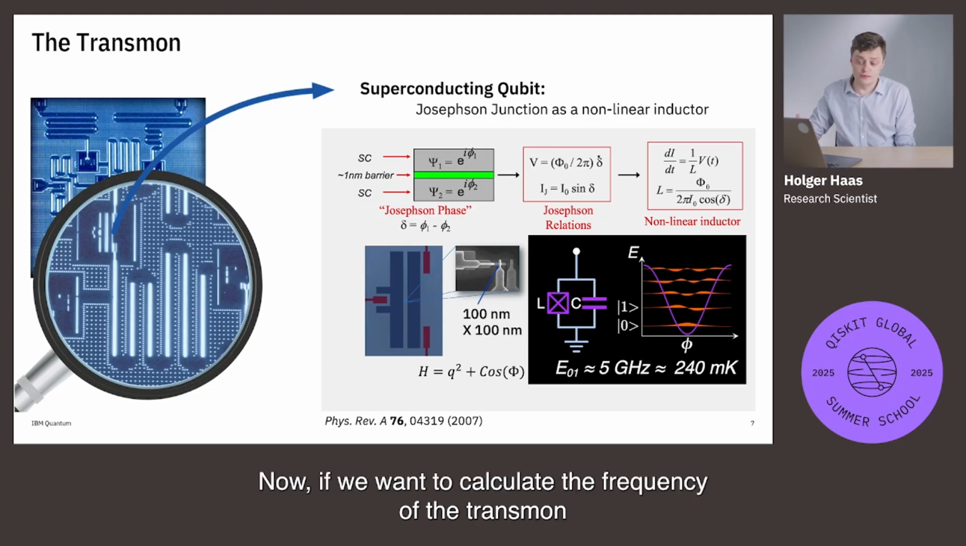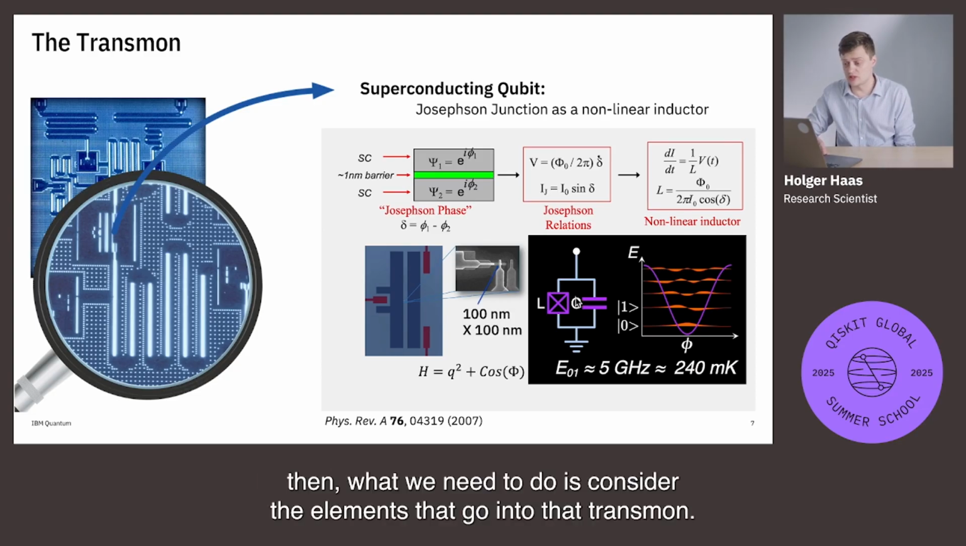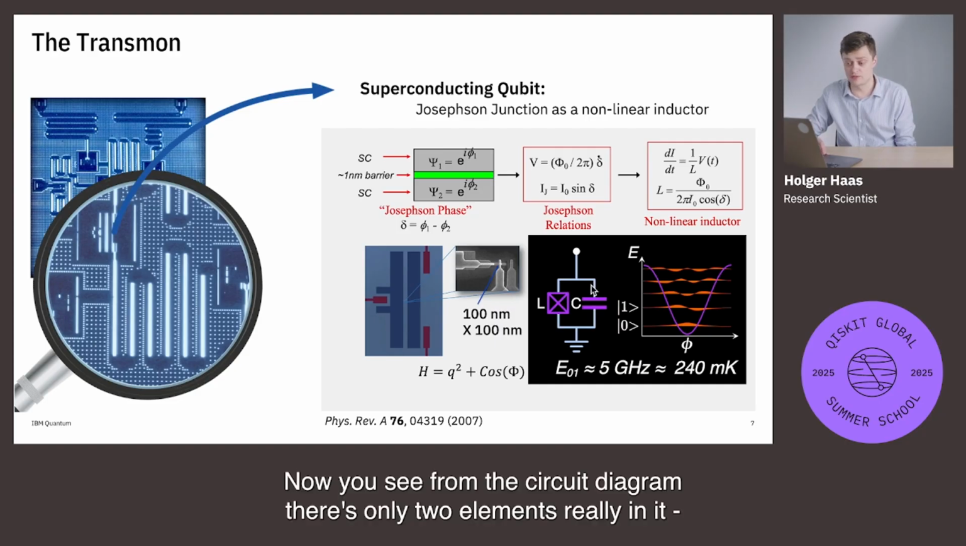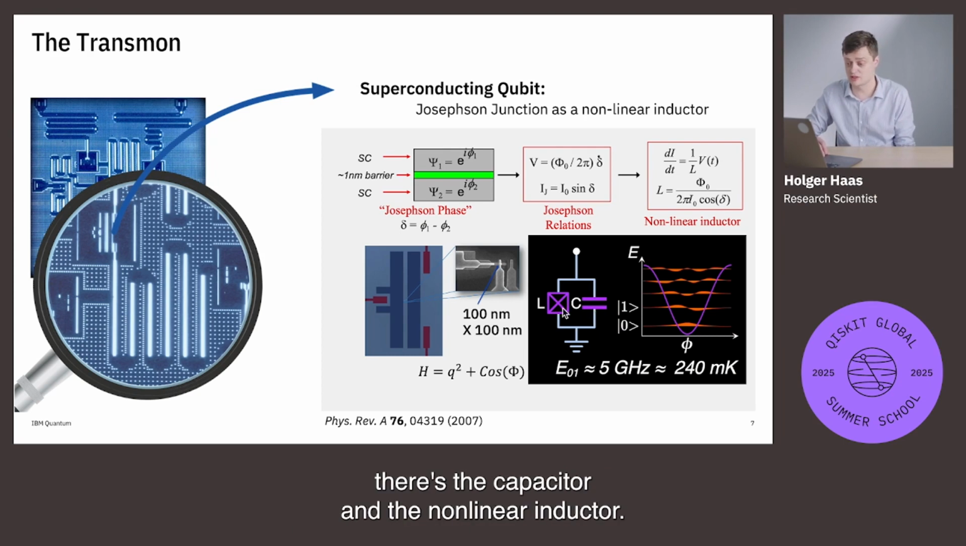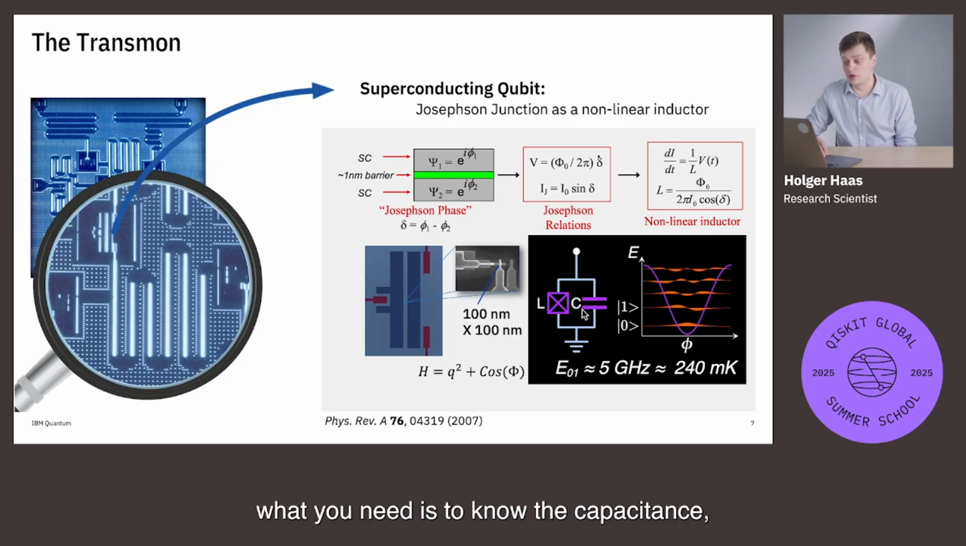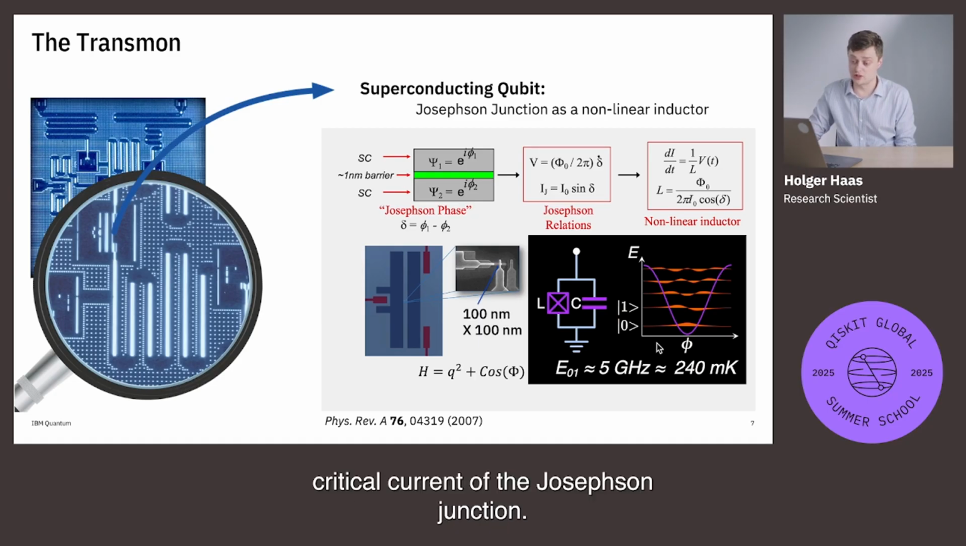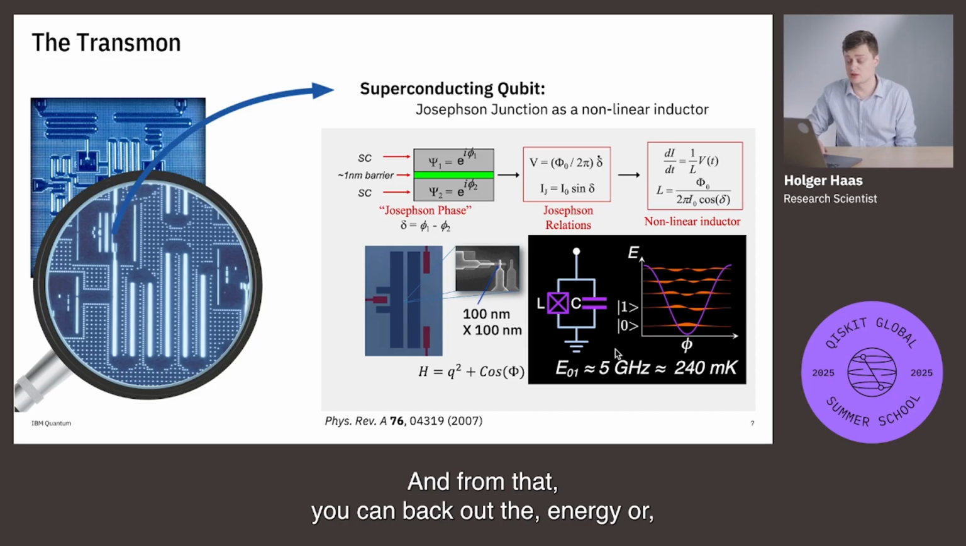Now, if we want to calculate the frequency of the transmon, then what we need to do is consider the elements that go into that transmon. You see from the circuit diagram, there's only two elements really in it. There's the capacitor and the nonlinear inductor. So as you might guess, what you need is to know the capacitance, and for the inductor, you need to know the critical current of the Josephson junction. And from that, you can back out the energy or equivalently the frequency of the transmon.